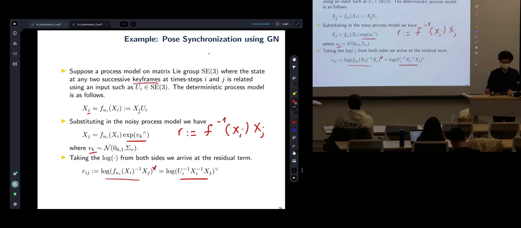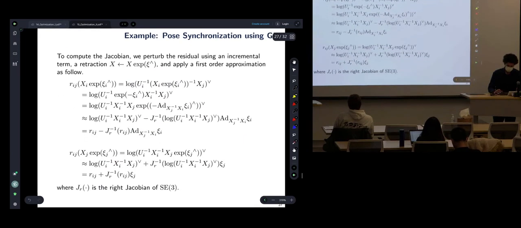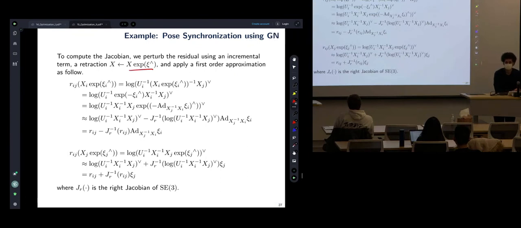This is supposed to be the identity. When you take the log of it, it's supposed to be 0. That's when the constraint is satisfied. To linearize, perturb. Now you can perturb from left or right, and both are perfectly fine. I'm doing it from the right side, you could do it from the left. Sometimes it's easier from the other side.